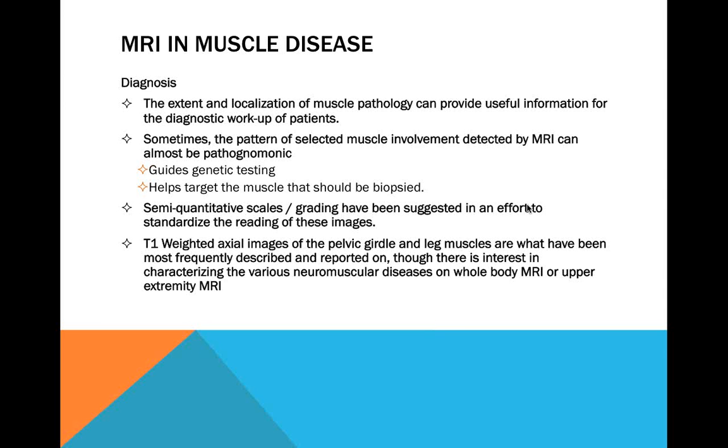So additionally, for diagnosis here, semi-quantitative scales and grading have been suggested in an effort to standardize the reading of these images, and I'll talk about that shortly. And T1 weighted axial images, which are the ones that give you slices like going through salami, axial, of the pelvic girdle and leg muscles are what have been most frequently described and reported on, though there is an interest in characterizing the various neuromuscular diseases on whole body MRI or upper extremity MRI.